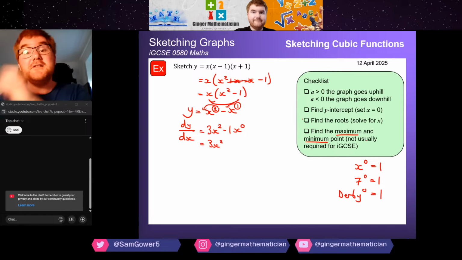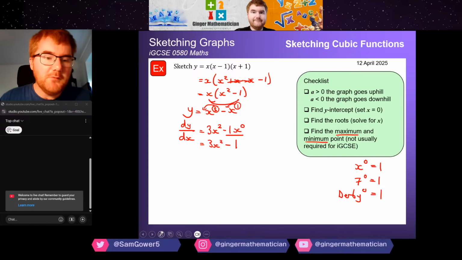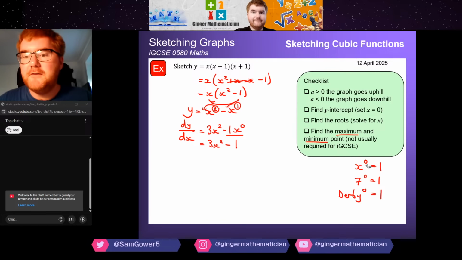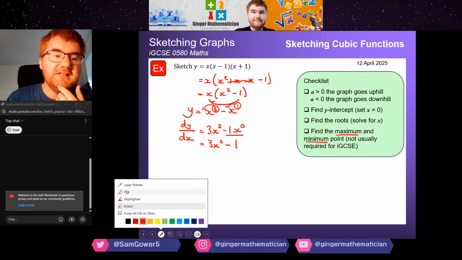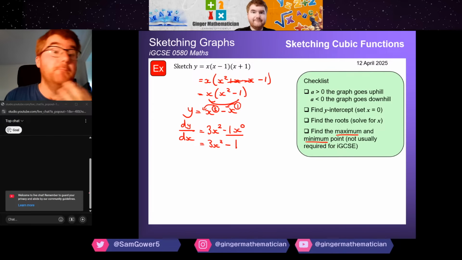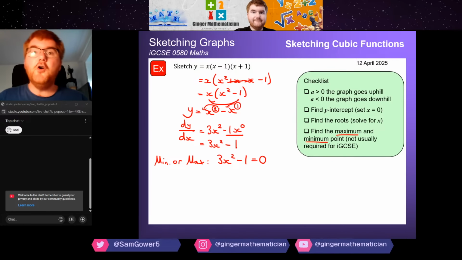So anything to the power of 0 is 1, and so this term here just becomes minus 1, like so. So we've now found the derivative of the function. Now, why do we care about such things? The reason for that is to find any stationary points, so minimum or maximum, so I'll use min or max. We set our derivative now to 0, so we take the 3x squared minus 1, and we make it equal to 0. So we're going to solve that equation.